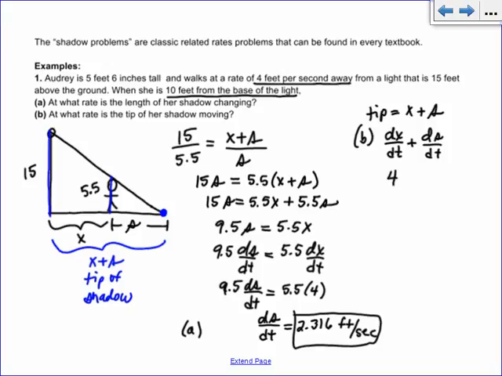So dx over dt was the 4, and then 2.316 was what we found. So we get 6.316 feet per second. Okay, so her shadow is changing in size, but she's also walking or running or whatever. So that's moving the tip of the shadow as well. Yes, do you get it? It's kind of weird. That's what people don't like about these.